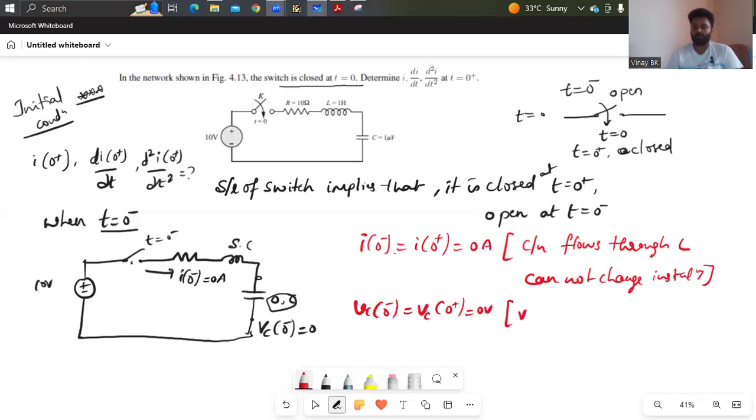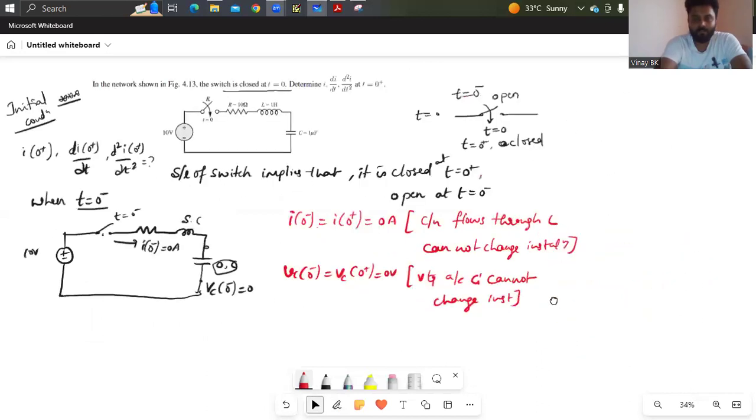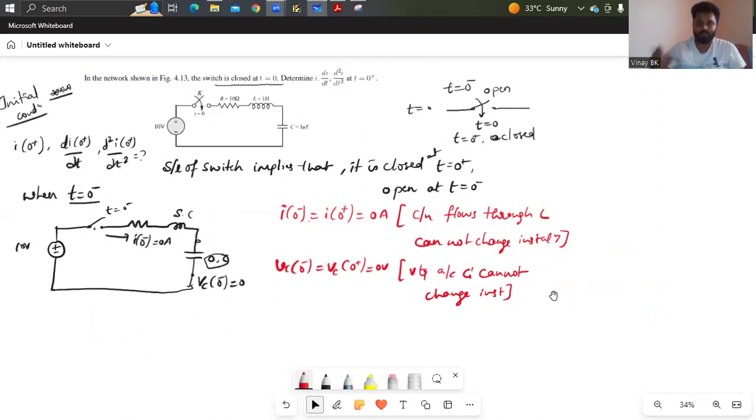Why? Because voltage across the capacitor cannot change instantaneously. That's why whatever the value of voltage before closing the switch, that will be the same even after closing the switch also. Okay, so these are the few conditions when t equals 0.